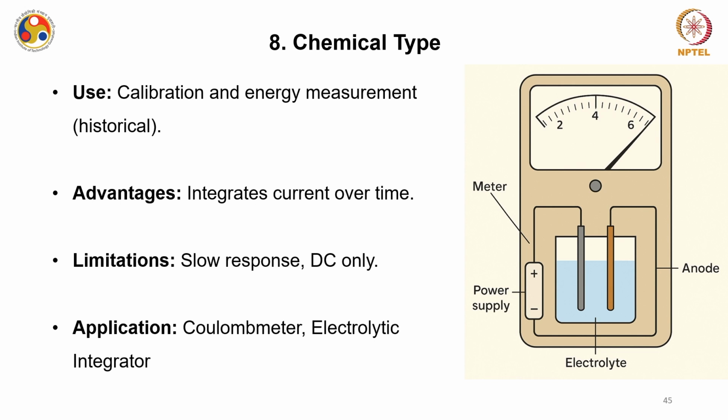They are used in calibration and energy measurements, but their use is limited, as they can only be used for DC applications, and the response is very slow. So they are very specific, utilized for certain applications, say a Coulomb meter or an electrolytic integrator and so on. But in general, the ammeters, voltmeters and other kinds of devices which are available are usually not based on this chemical type. They always follow moving coil, moving iron, etc. So we may have a limited discussion on these chemical type instruments.